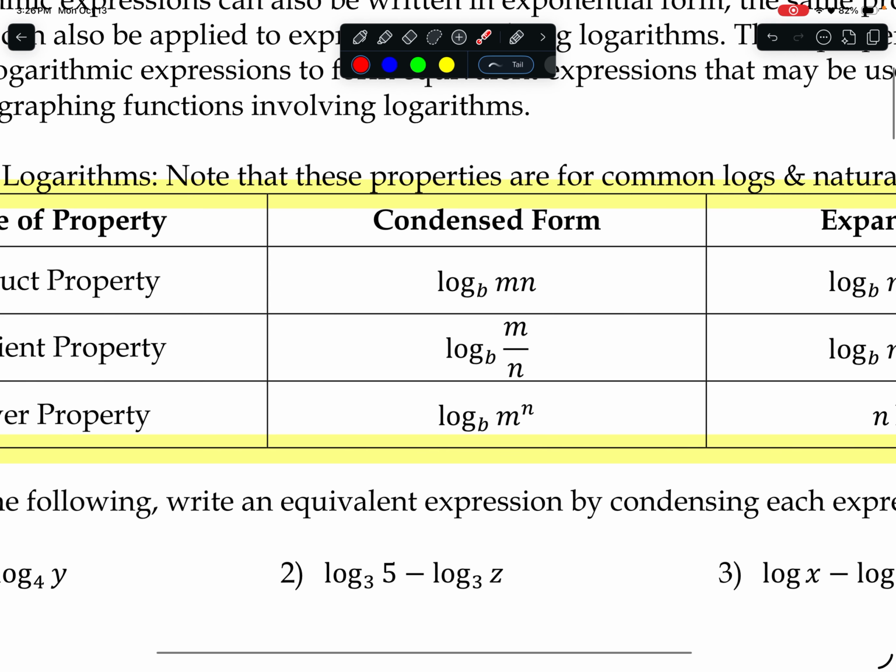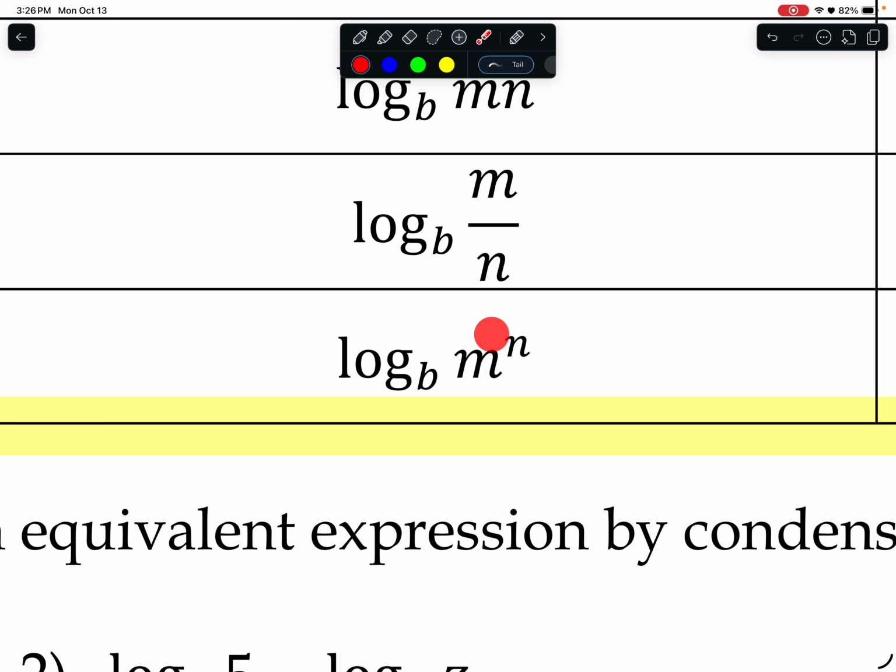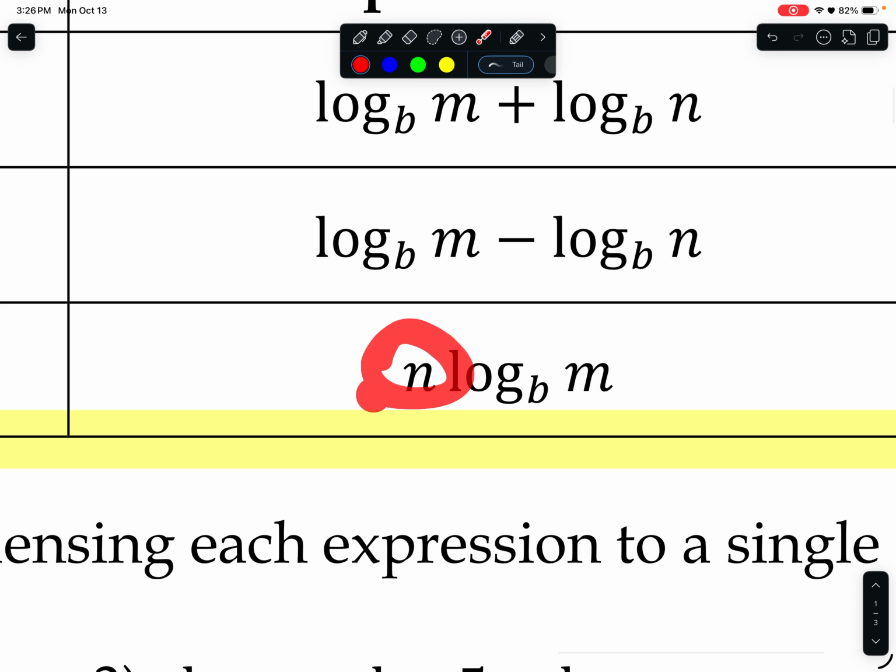And then with the power property over here, if we have an argument value that's being raised to some exponent, in order to quote-unquote expand it, we're going to take that exponent and it's going to become a coefficient. So that n value is just going to be written in the very front.